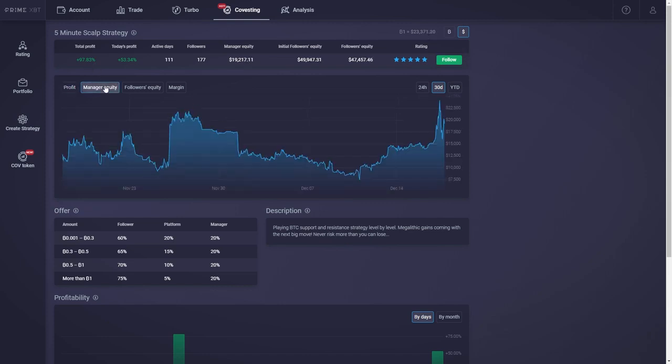Also, manager equity right here, you are going to see the equity that this trader has been using. As I said, you can also check right there, manager equity, and it will show you the most recent equity that this trader has been trading with.